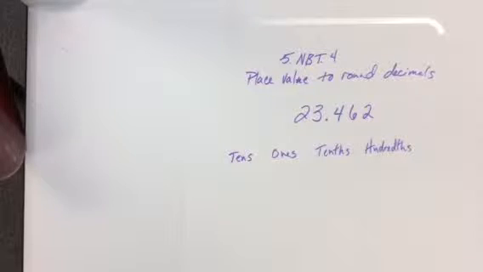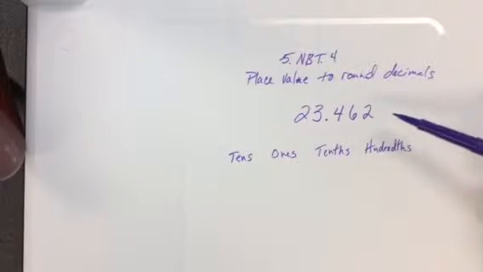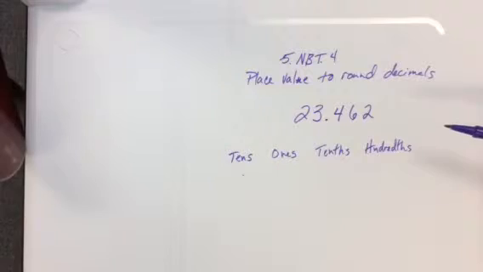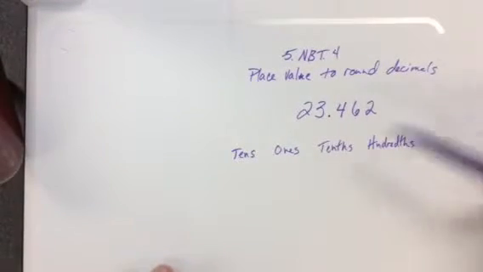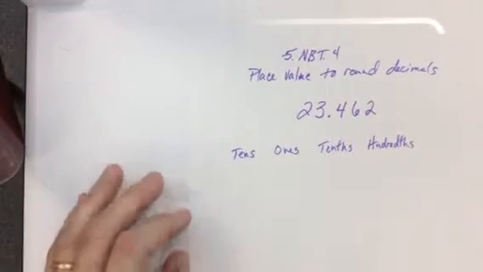I am a math and science teacher for 5th grade, and today we are going to be looking at the connection between place value and rounding decimals. So I have written a decimal number. This is 23 and 462 thousandths, and we're going to look at how we would round each of these numbers to various place values.